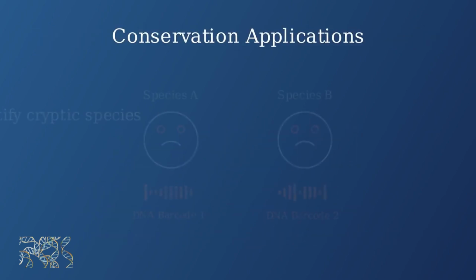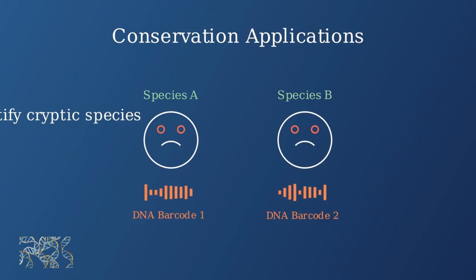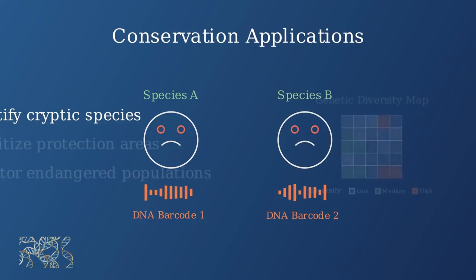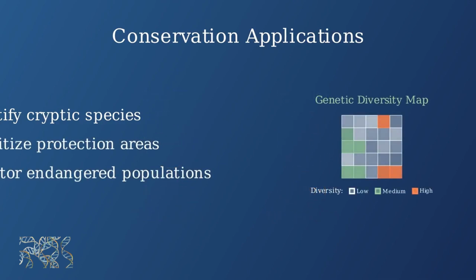Conservation biologists use genetic barcoding to identify cryptic species, organisms that look identical but are genetically distinct. Additionally, conservationists prioritize areas for protection based on genetic diversity patterns, which are mapped using barcoding techniques.